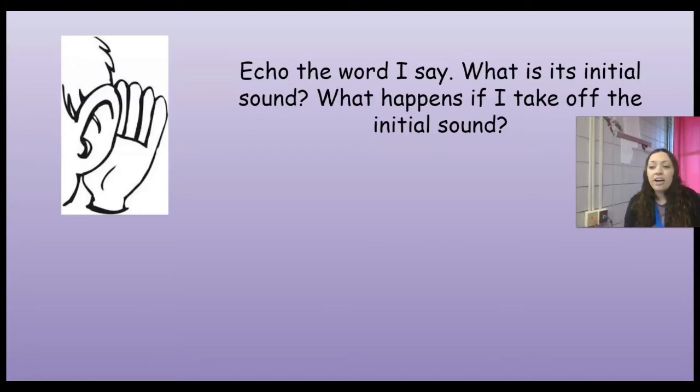Very good. What about fill? Fill. The initial sound is F. I take that off, fill, and I'm left with ill. Very good. How about soak? Soak. The initial sound is S. Take the S off, soak, and I'm left with O. Good job. And our last one we're going to do is gate. Gate. The initial sound is G, G. So take the G off, gate, and I'm left with 8.